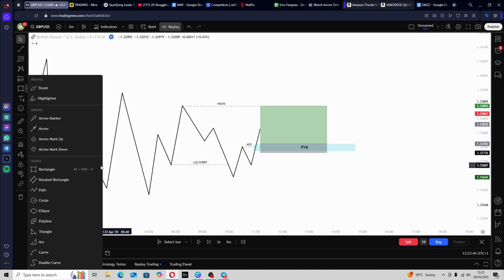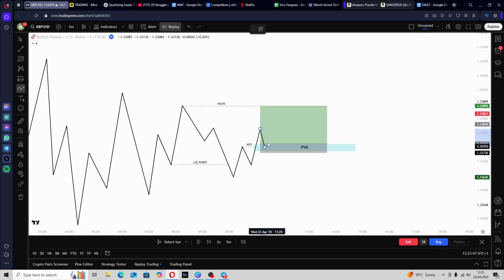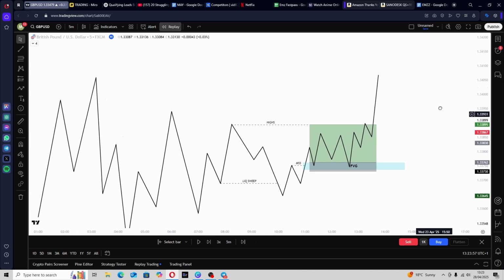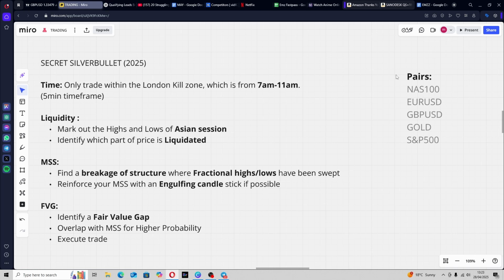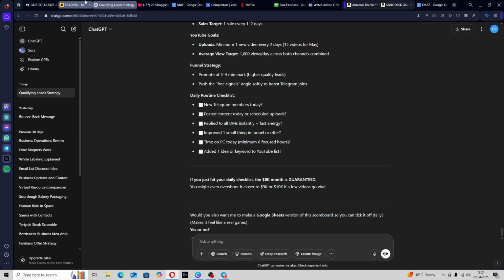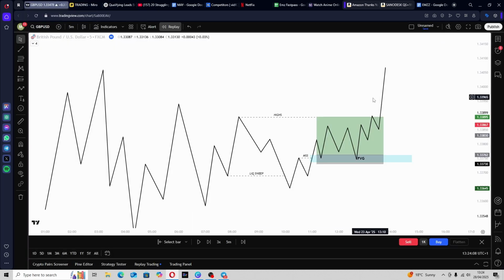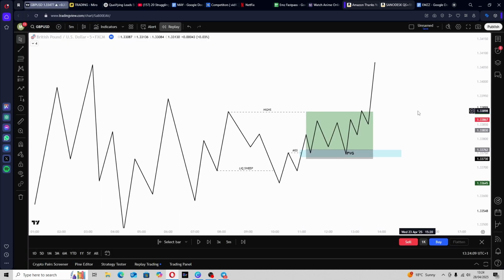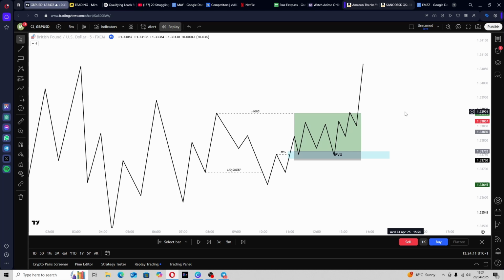And now all you've got to do is actually move this forward, and you're going to wait, and price will actually go down, hit your FVG maybe once, maybe twice, and then it will completely go up and smash your take profit, right? So this is exactly how the strategy works. It works on various pairs. It works on NAS 100, EUR/USD, GBP/USD, gold, and S&P 500, right? So you need to use this as fast as possible because this will completely change your life, right? So that's all you need to do from here on out.